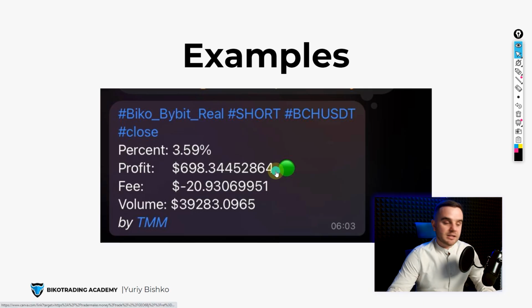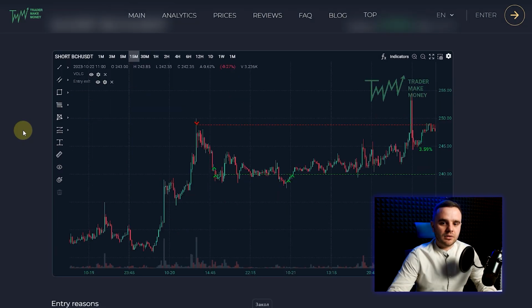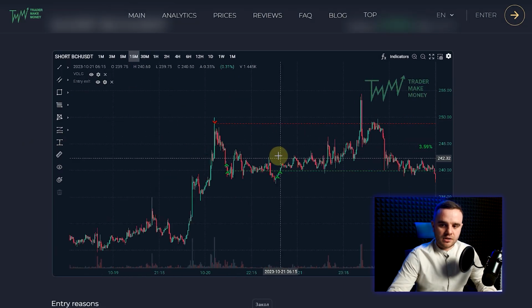Just use it. Let's go to examples. First example, you saw this Bitcoin Cash. I will show you a beautiful, a bad, and an average example, for you to see the variety of how it can play out, and to understand in what cases it is better to use.